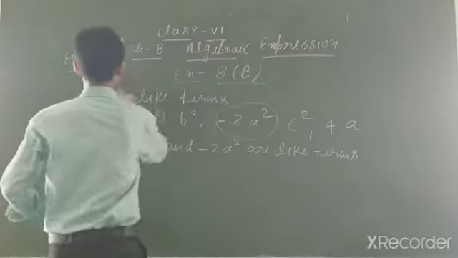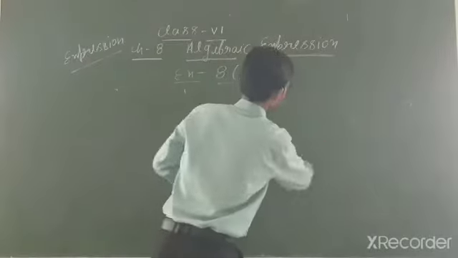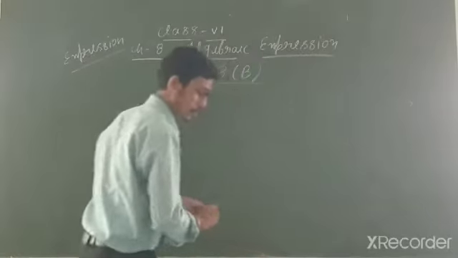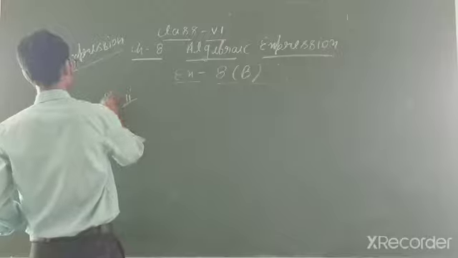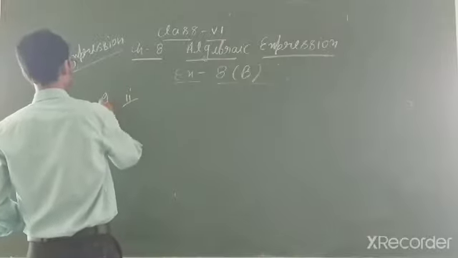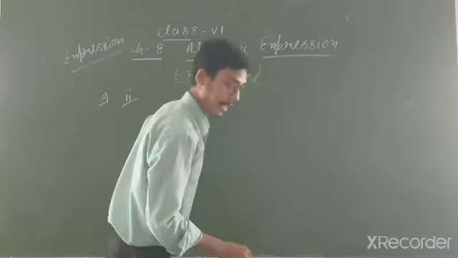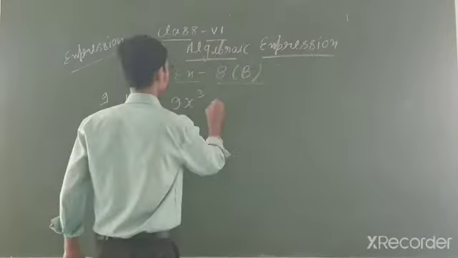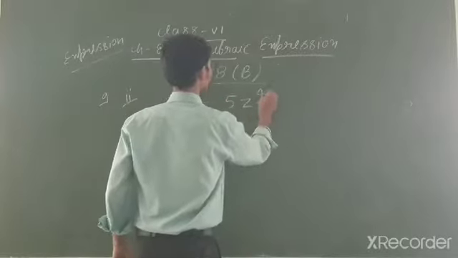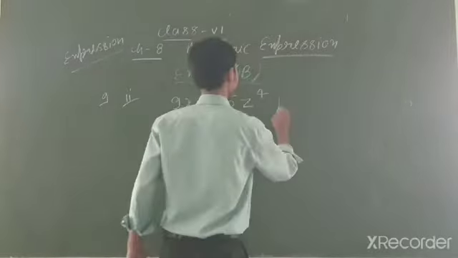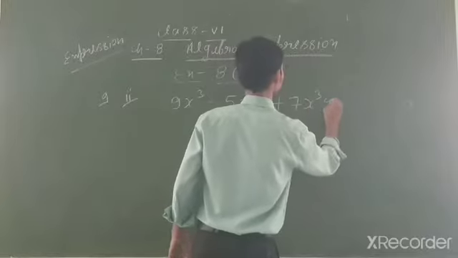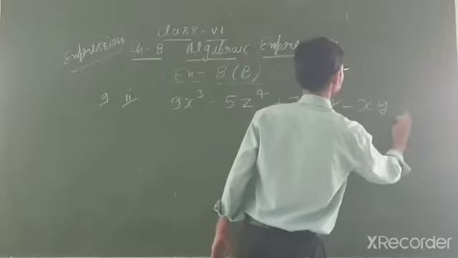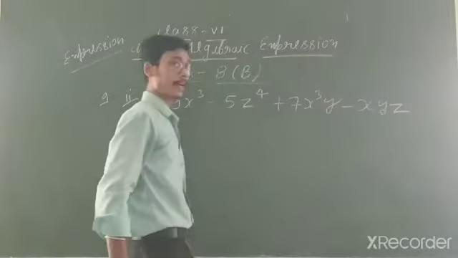Clear? So now again I am going to take another example. Everything will be clear. Next example is question number 2, 9th. What is given? 9x to the power 3, minus 5z to the power 4, plus 7x to the power 3y, minus xyz, minus xyz. Clear? Now you have to find the like terms, student.